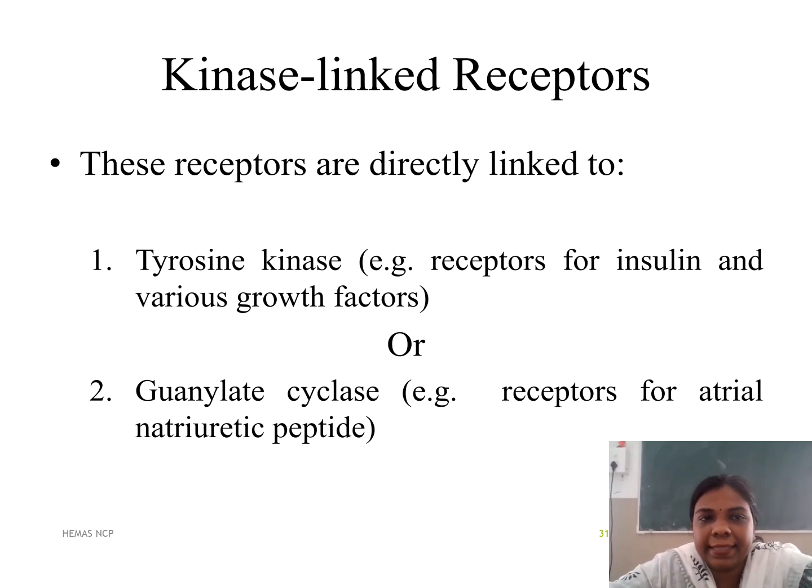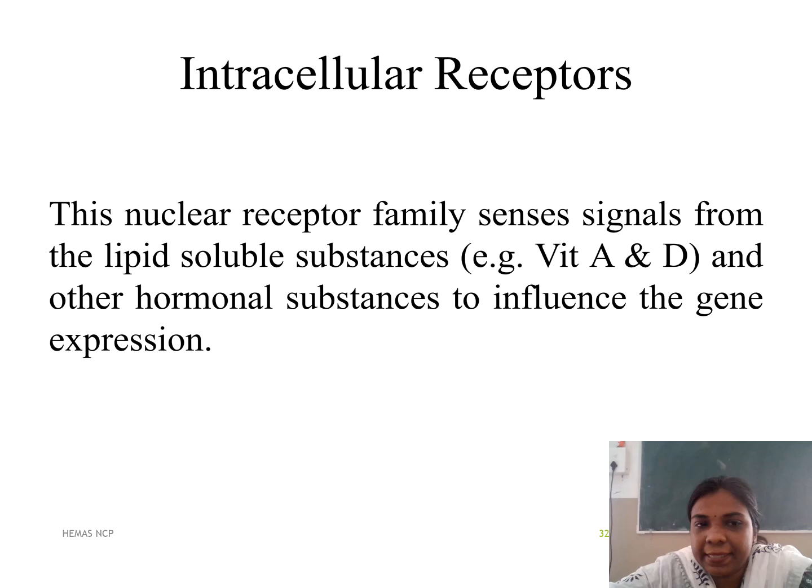Next, kinase-linked receptors. These receptors are directly linked to tyrosine kinase. Examples are receptors for insulin and various tissue growth factors, or guanylate cyclase, for example the receptor for atrial natriuretic peptide. Intracellular receptors: this nuclear receptor family senses signals from lipid-soluble substances and other hormonal substances to influence gene expression.